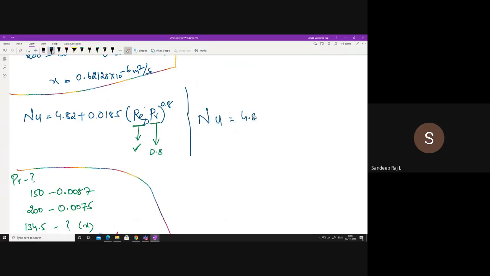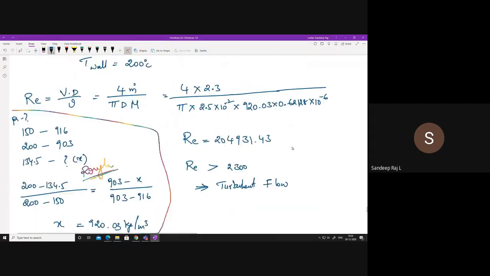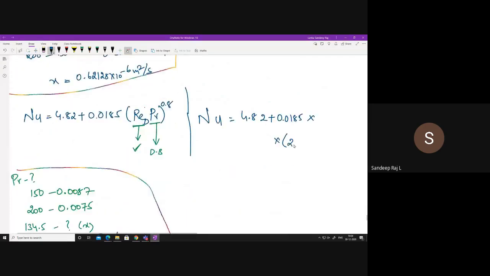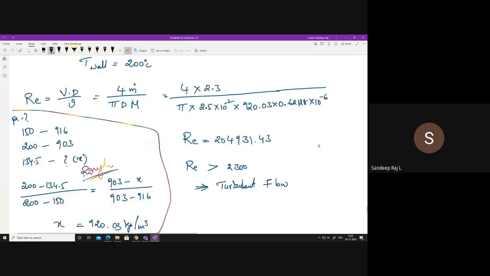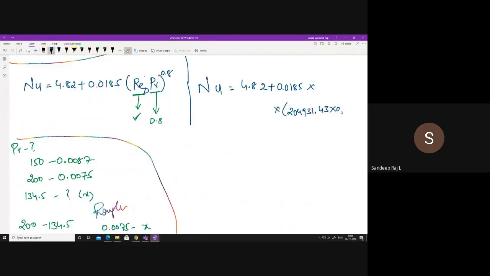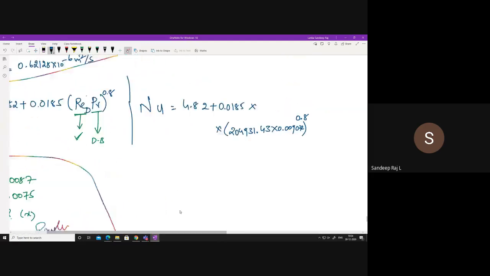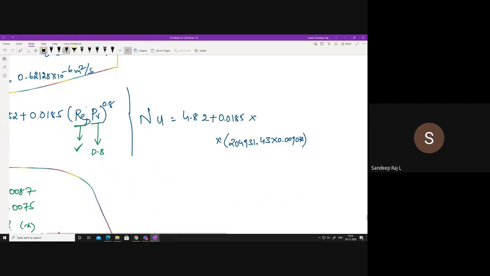The Nusselt number is equal to 4.82 plus 0.0185 into the Reynolds number value, 204931.43, into 0.009072, whole to the power of 0.8. All to the power of 0.8. So from this, tell me what is the Nusselt number value.